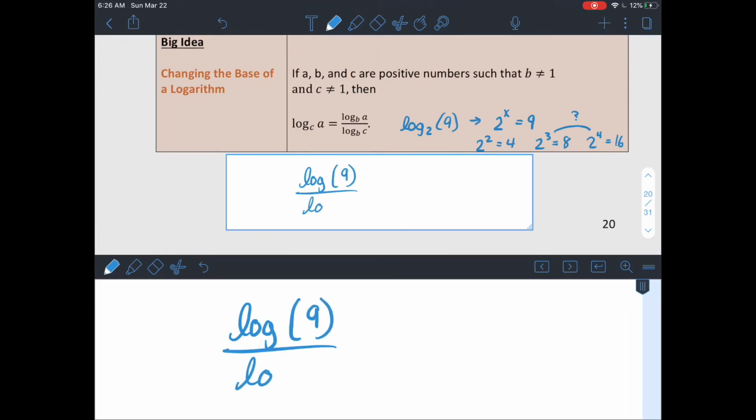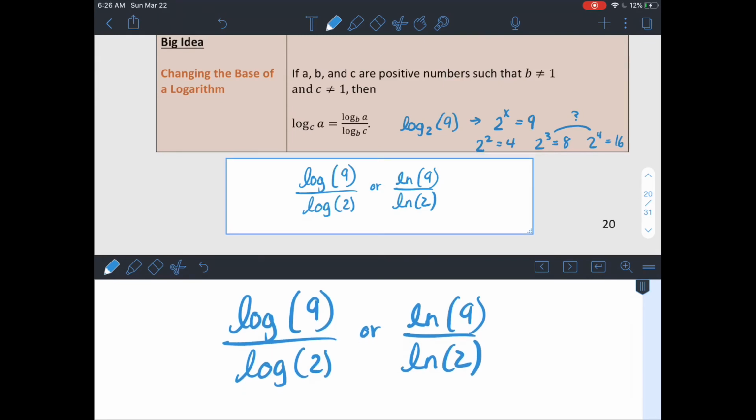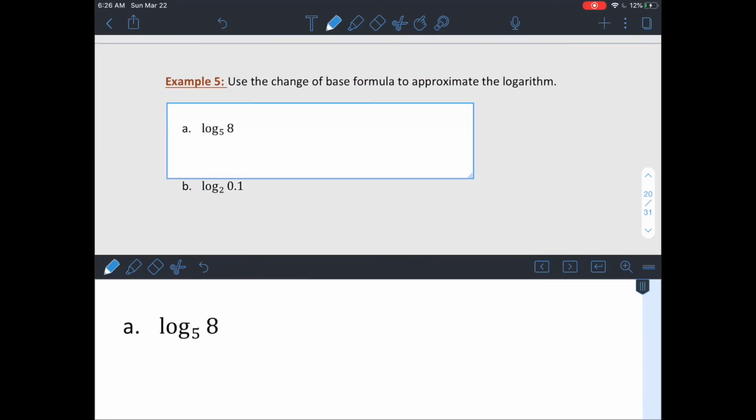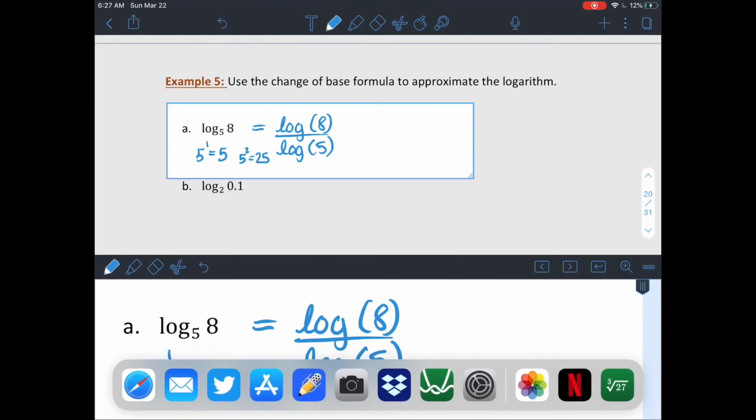It says I can do log of 9 divided by log of 2, where it was basically log of my inside divided by log of my original base, because my calculator will do log base 10 or natural log. So if I want to approximate this one, I could do log base 10 of 8 divided by log base 10 of 5. We could kind of guess what it's going to be. Well, 5 to the first is 5, 5 to the second is 25, so it should be somewhere between 1 and 2.